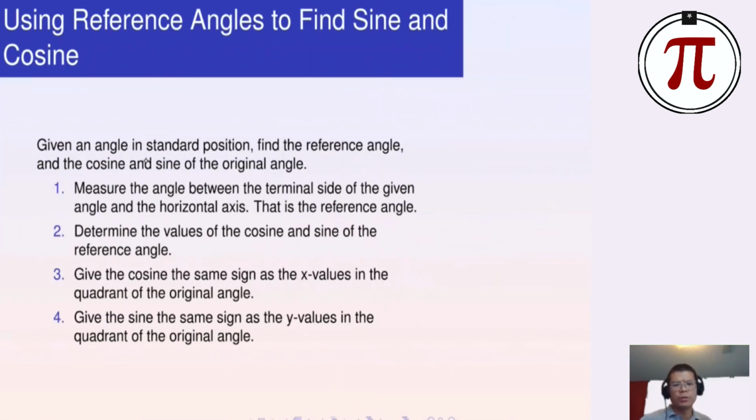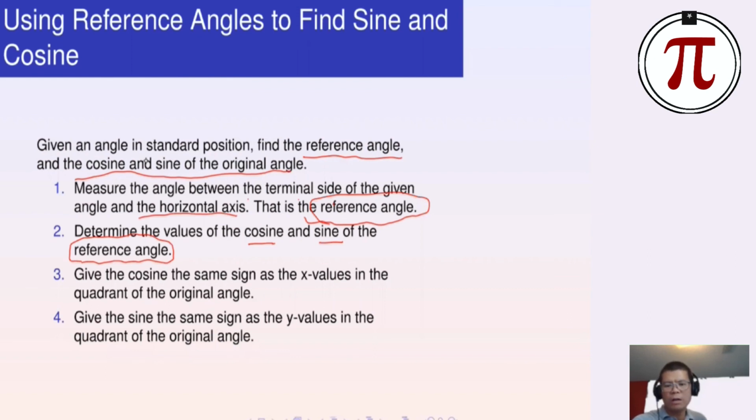And then we're going to use the reference angles to find sine and cosine. Okay, what do we do? Given an angle in standard position, find the reference angle and the cosine and sine of the original angle. One thing we do is measure the angle between the terminal side of the given angle and the horizontal axis. That is the reference angle. So step one is to find the reference angle. Two, determine the values of the cosine and sine of the reference angle.